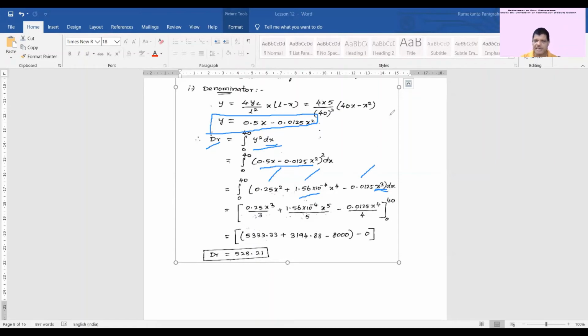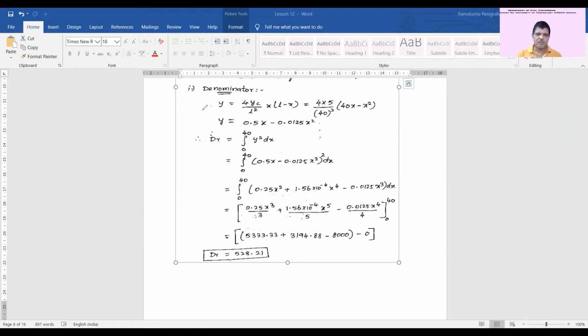As you know, the integration of x to the power n is x to the power n plus 1 by n plus 1. So square means it will be 3 here, fourth means it will be 5 here, and 3 means it will be 4 here. By putting all these values, this value comes to 528.21. That is the value of the integral of y square dx, which will be in the denominator part.